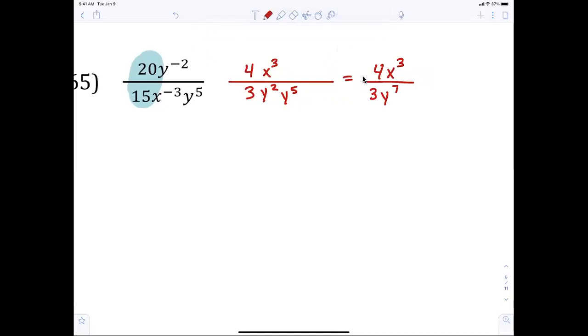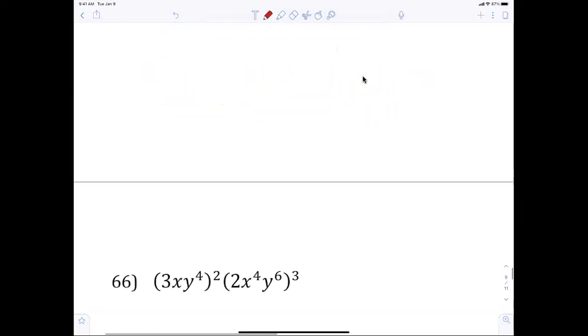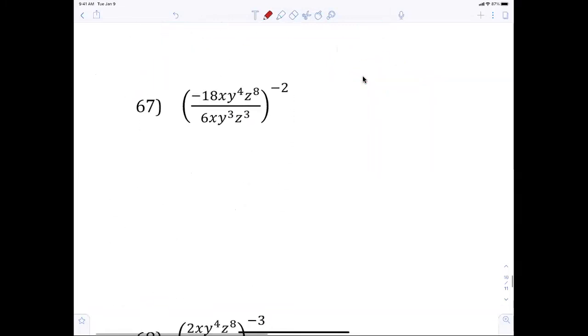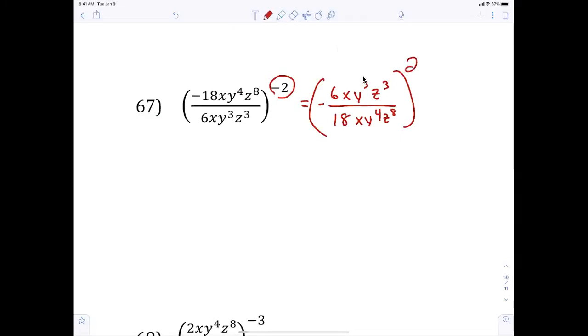All right? Here we go. 67. Now, immediately, because this has a -2, I could just do what? Flip everything. So here we go. 6xy cubed z cubed over 18xy to the 4th z to the 8th. Now, again, I just keep the negative out in front. Then I square it.